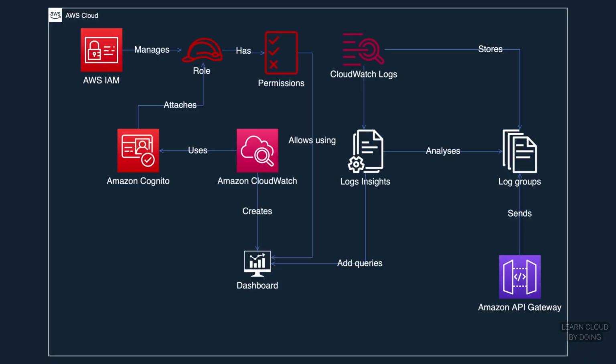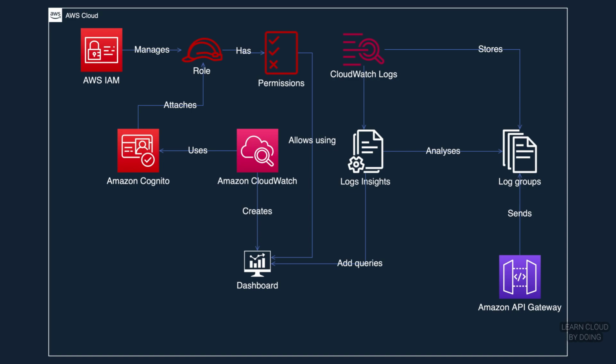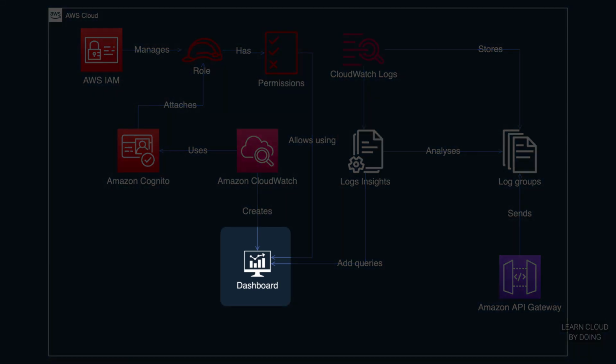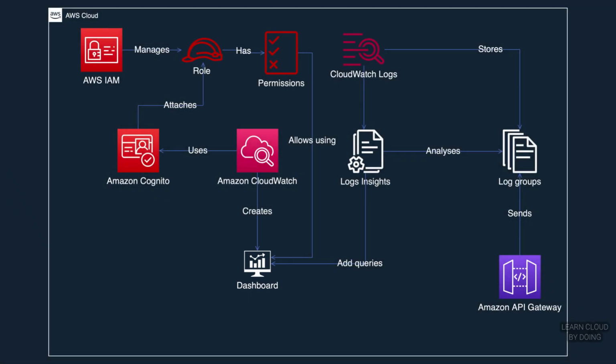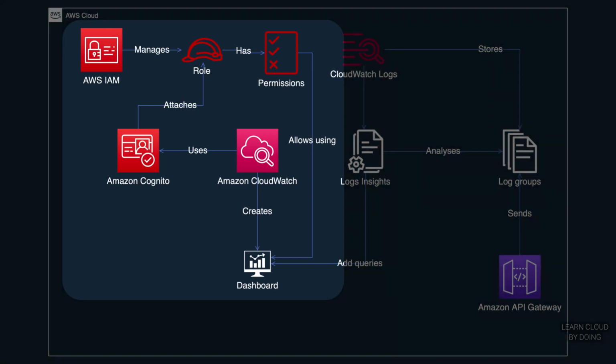CloudWatch uses Amazon Cognito to create user and identity pools. These pools control the user access to the dashboard. Whereas the user pool handles authentication, the identity pool handles the authorization. The identity pool attaches an IAM role with permissions that allow using the dashboard.